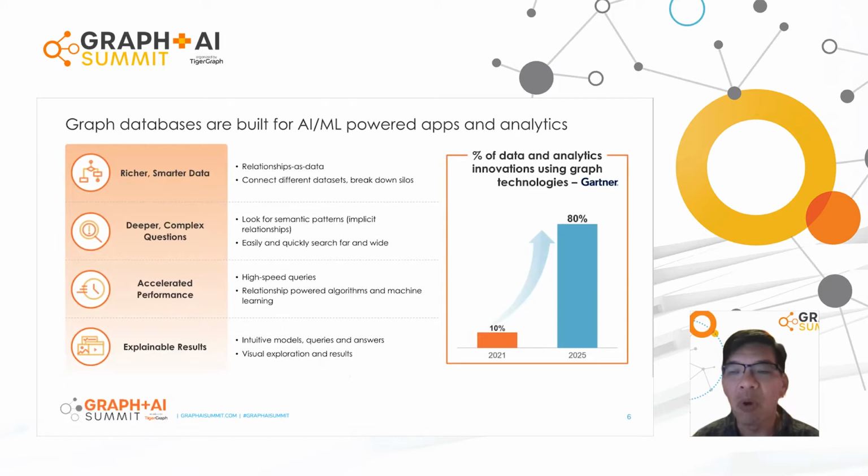It's so important that Gartner thinks that by 2025, 80% of large enterprises will be using graph. We've already seen significant growth in the past few years, so that 80% looks to be very realistic.